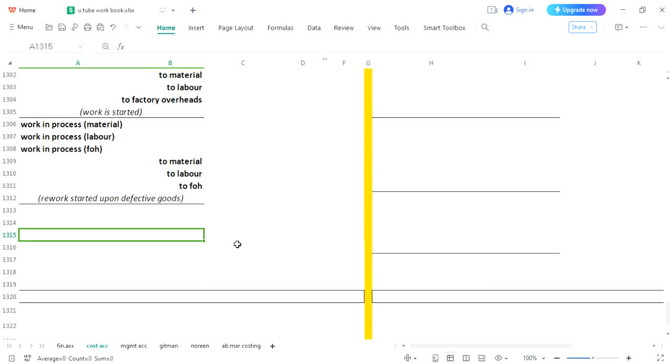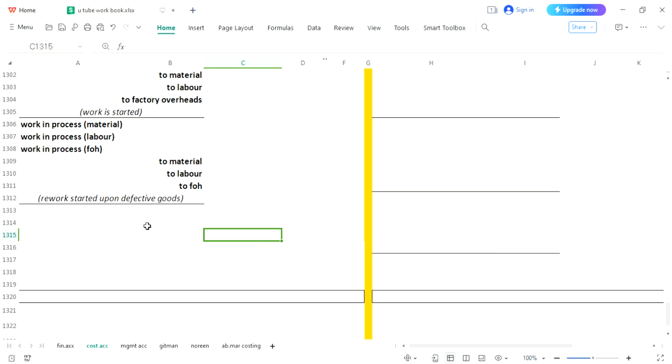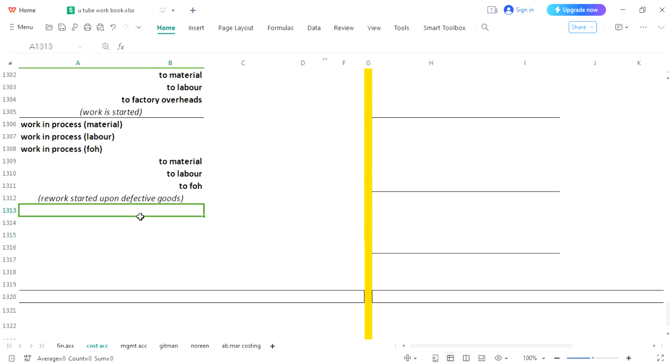Let me inform what would be the journal entry for finished goods. So first thing is, when finished goods would be prepared, it would be favorable for us. That means our asset is ready. Asset should be written on debit side, so you will put your finished goods at debit side.